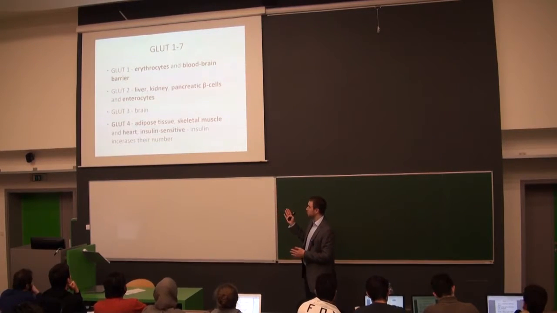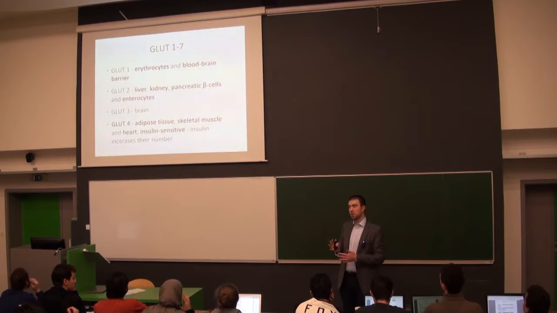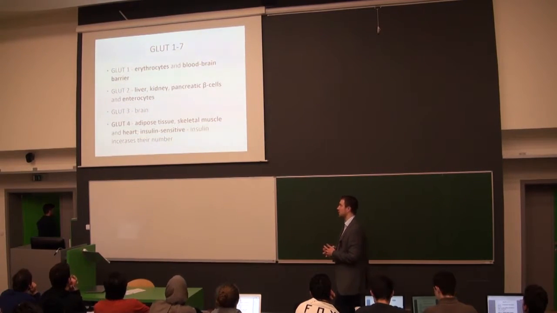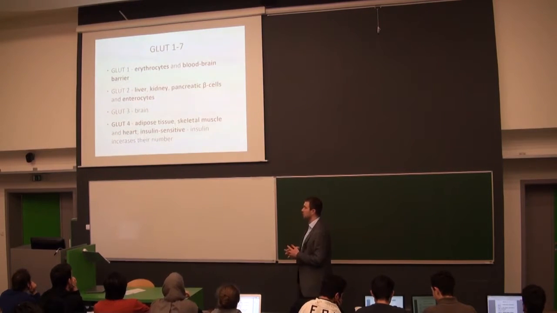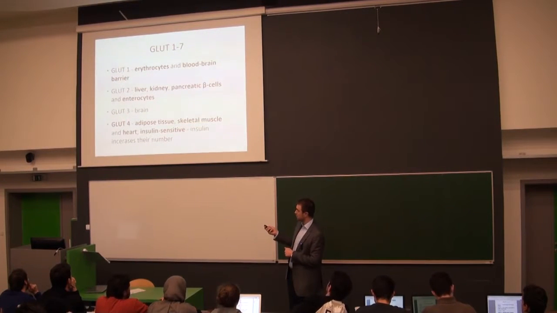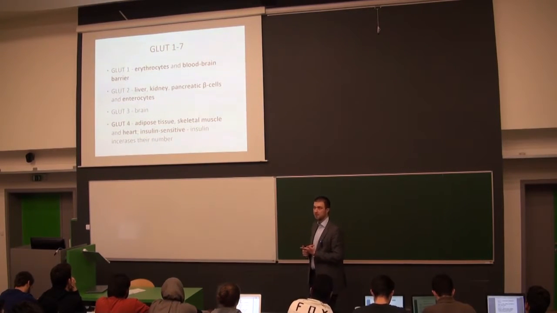Here, as I told you, there is a possibility that the channels are opened only when you have some signal. And therefore, we distinguish 2 basic groups of GLUT transporters. First are insulin sensitive, that's GLUT4, and the other are insulin insensitive, or better to say, they are not regulated by insulin level.